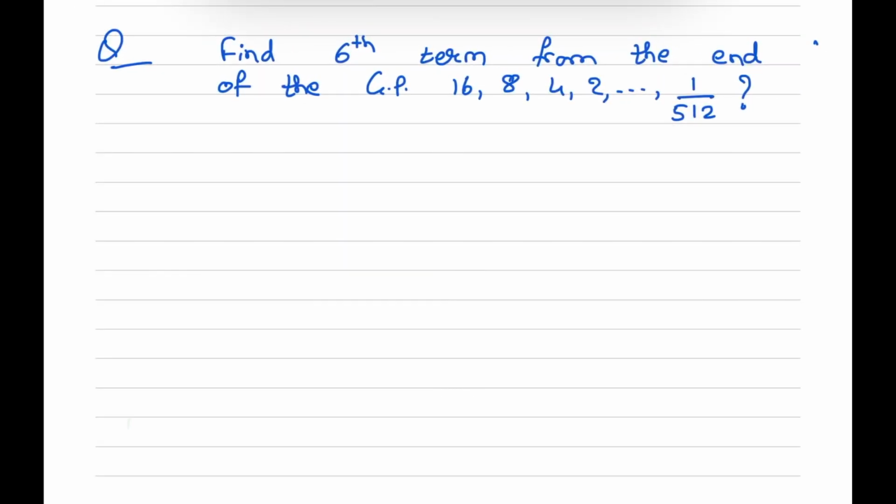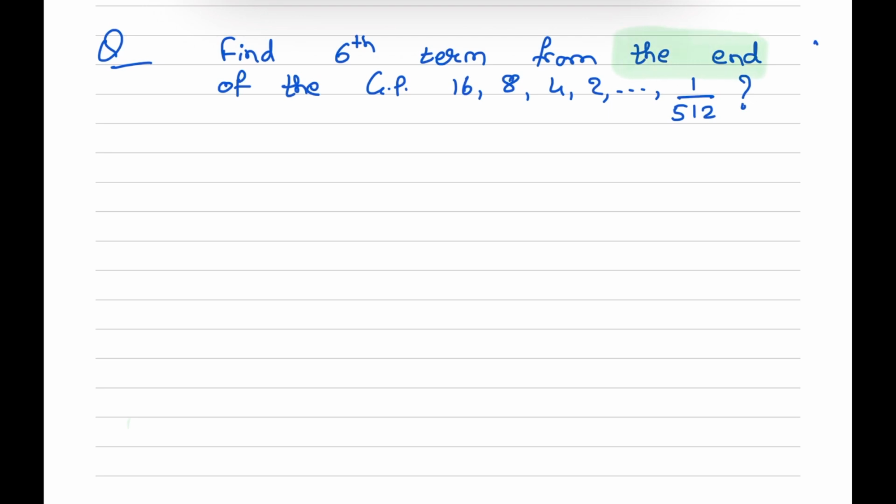Moving on to the next type of question. The question is, find the sixth term from the end of the given geometric progression 16, 8, 4, 2 up to 1 upon 512. So here we have to find the sixth term from the end, from the last.